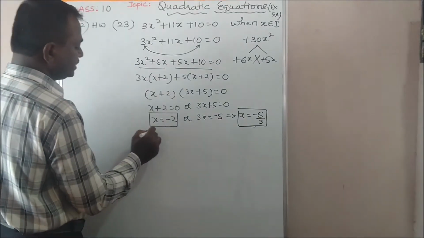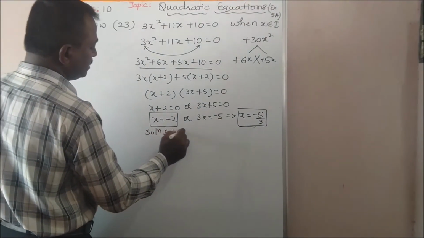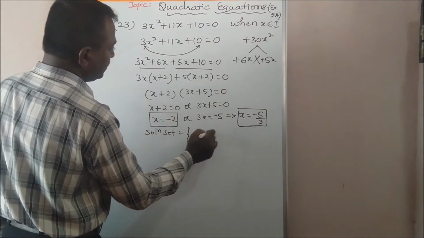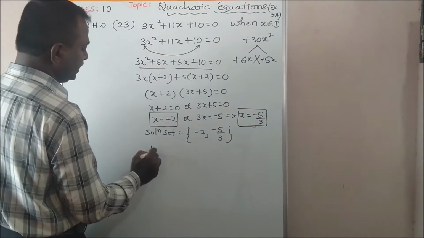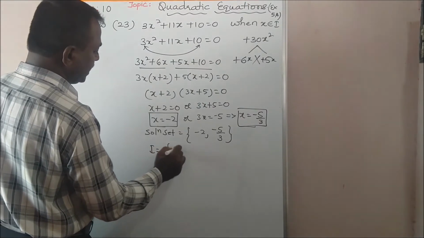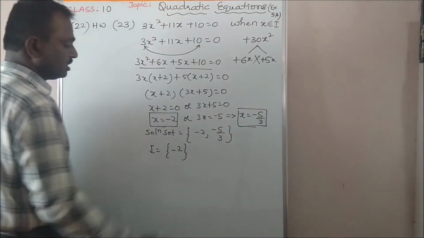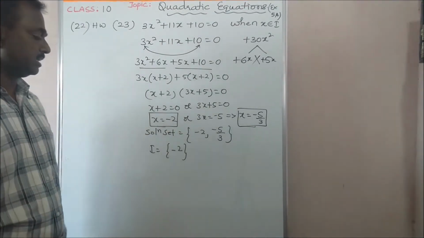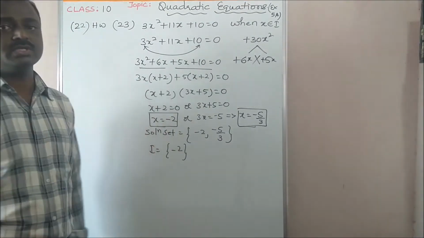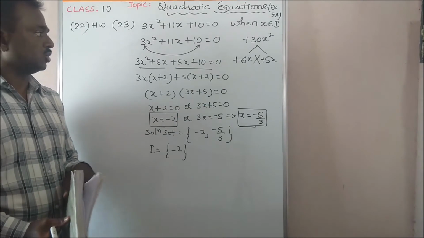So the solution set is {−2, −5/3}. But if you take integers, we take only −2, because −5/3 is a rational number, not an integer. Integers are like −2, −1, −3, −4. So therefore −2 is the answer. Note down this sum.